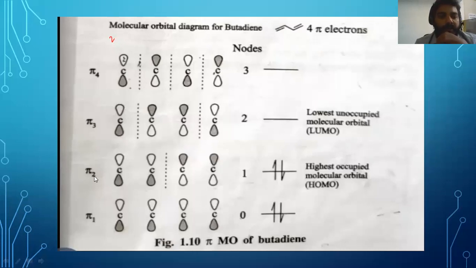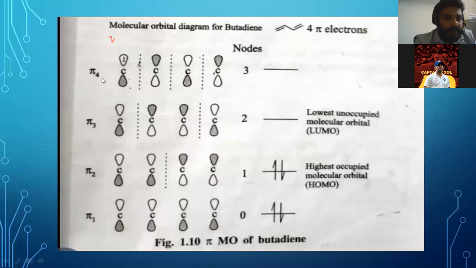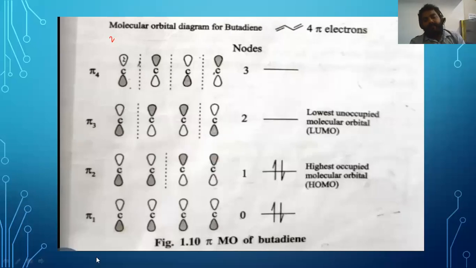Some textbooks denote these as phi 1, phi 2, phi 3, phi 4, and others as psi 1, psi 2, psi 3 star, psi 4 star. No problem. Now we express this splitting of orbitals in terms of wave functions. That's why we draw psi 1, psi 2, psi 3, psi 4. It is denoted like this.